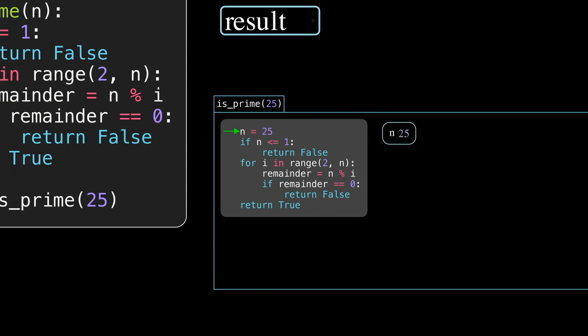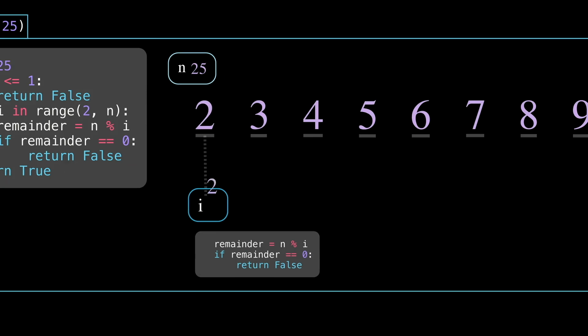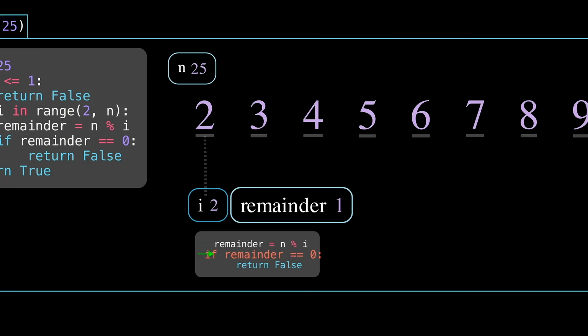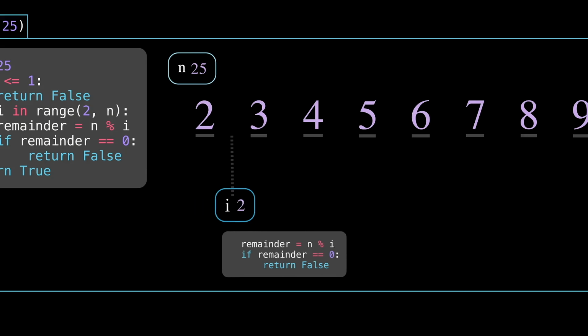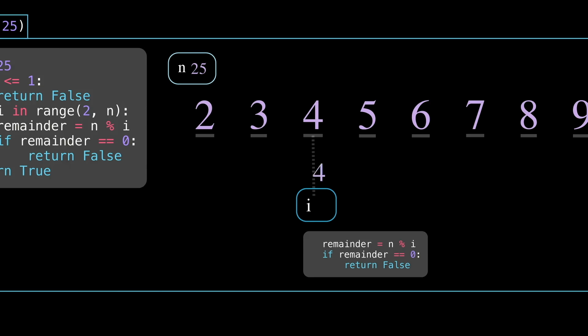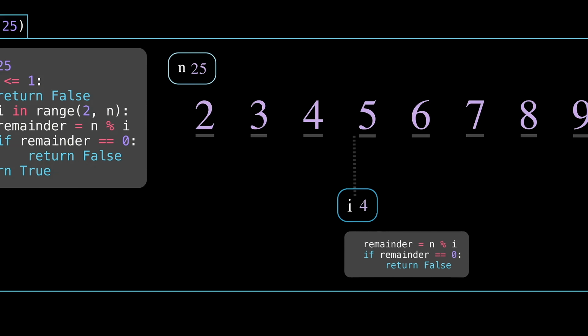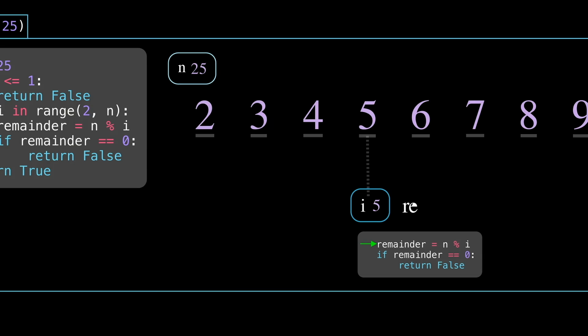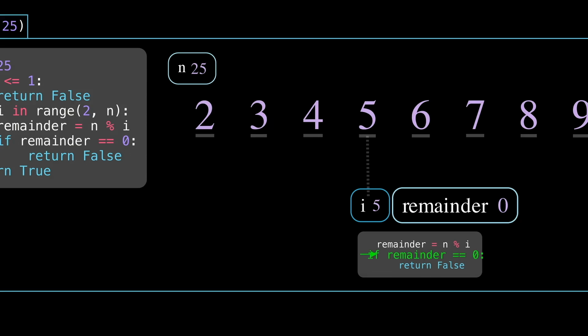So firstly, n binds to 25. 25 is bigger than 1, so it skips here. Now we're running a for loop from 2 to 24. We check the remainder of 25 divided by 2. Not 0. So we do not enter the return statement. We do the same for 3. We do the same for 4. Now, the remainder of 25 divided by 5 is 0, and the return statement is triggered.